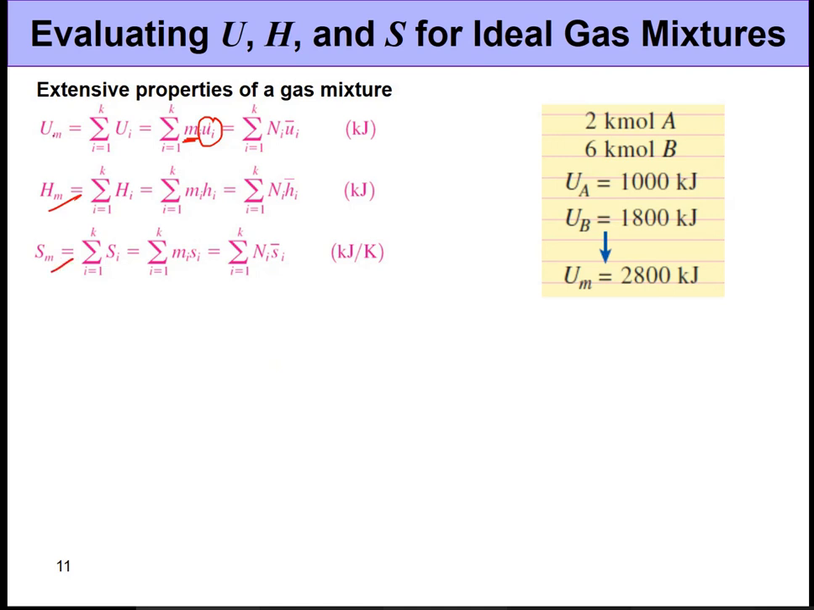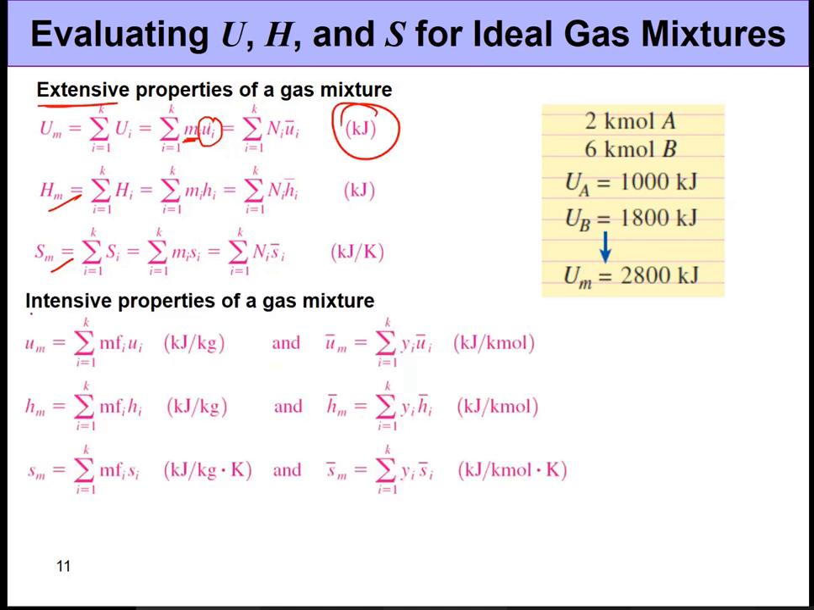So this is when you want to determine the extensive properties, right, which are in terms of kilojoule. But if you want to determine the intensive properties of a gas mixture, right, intensive meaning in terms of kilojoule per kilogram or kilojoule per kilomole, right? So here it's simply going to be the mass fraction for that component times its specific internal energy.